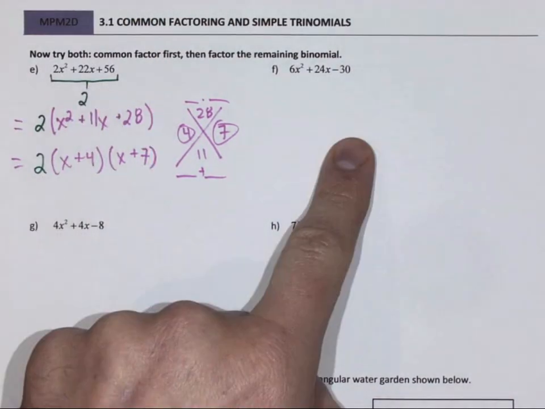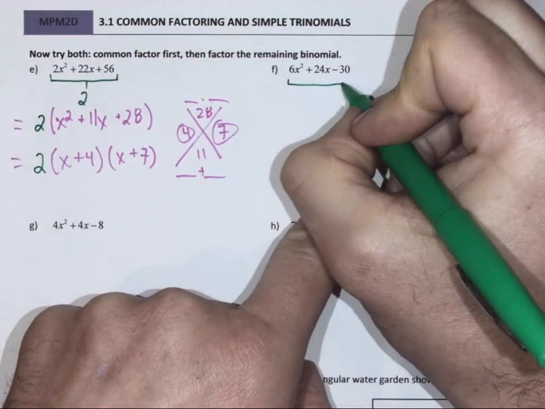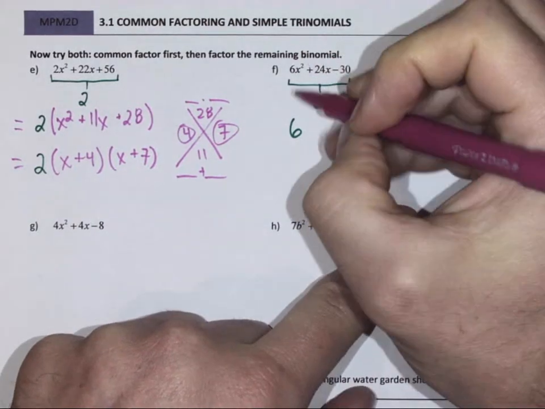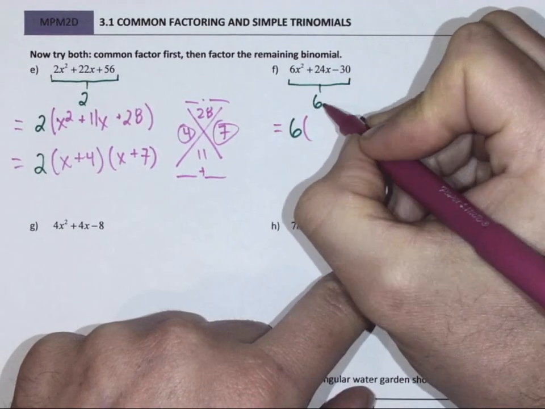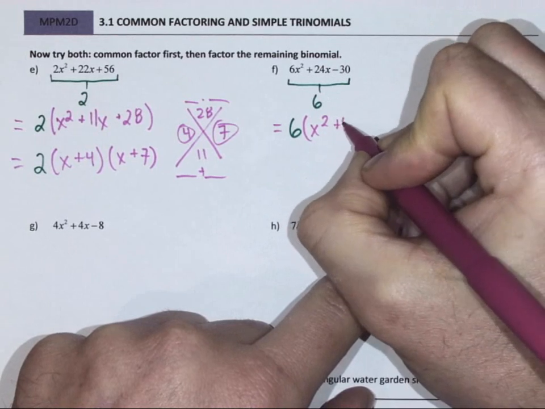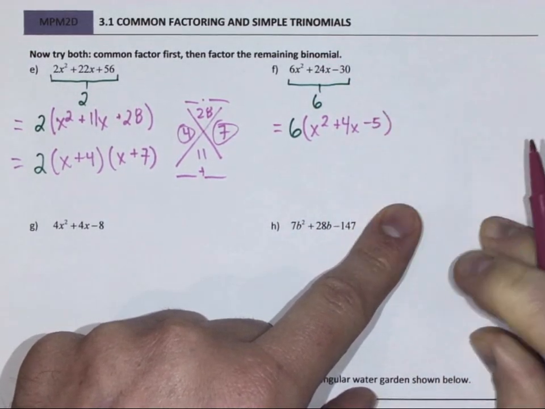So let's try this whole thing again. I'm looking for a common factor. All of these can be divided by 6. 6x squared divided by 6, 24x divided by 6, negative 30 divided by 6.